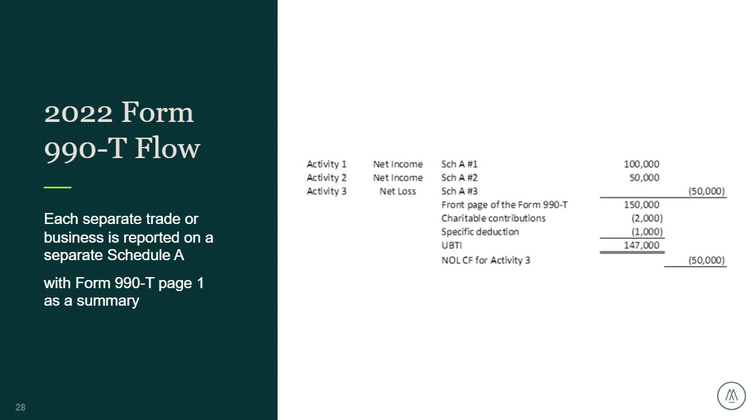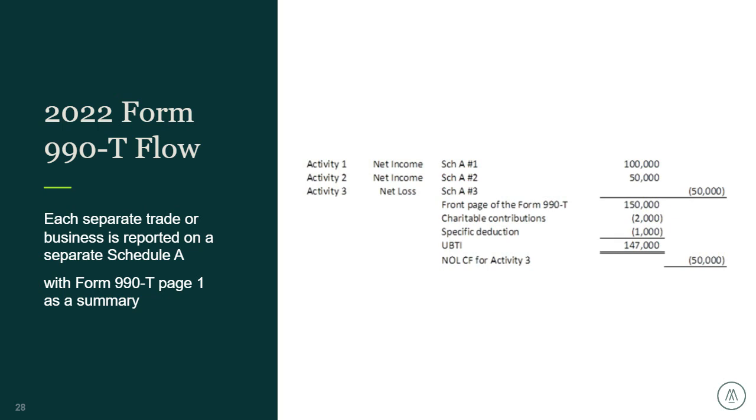I wanted to give you an example of what your 990-T might look like if you've got separate trades or businesses. So activity one, $100,000 of income. Activity two, $50,000 of income. Activity three has a net loss. So you'll see we've got that in a different column. Your two income activities, you're going to report.